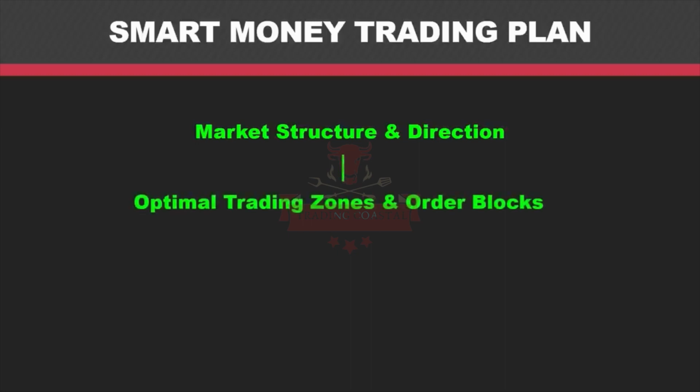Next, we have optimal trading zones and order blocks. These areas on the chart can potentially provide us with high probability trade opportunities. Moving on, we have liquidity concepts. Liquidity fuels all markets, and it's crucial to identify where positions could be liquidated to prevent unexpected losses.